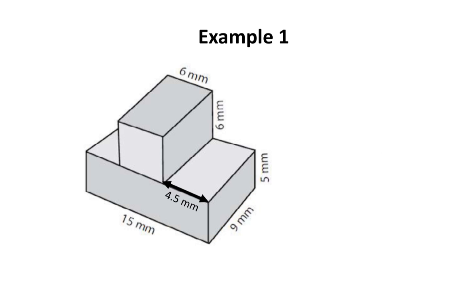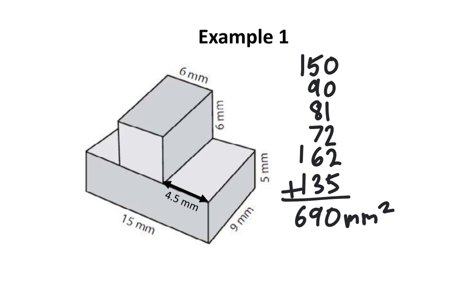Now that I have the area of each face, I can add them up. I've gone ahead and done that already for you. Therefore, the total surface area is 690 millimeters squared. When calculating surface area, it is important to note that you do not count any overlapping faces.